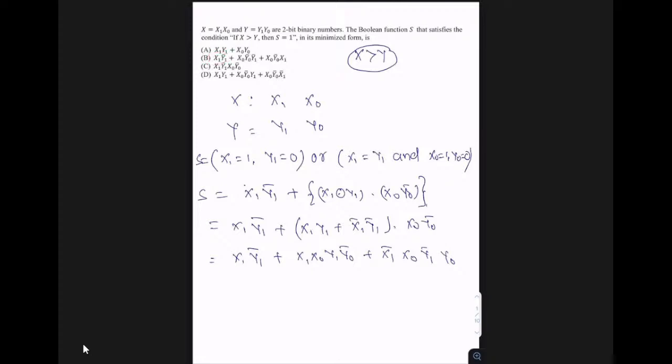So basically, if I'm able to do the minimization of this, if I'm able to get that expression, I can easily tell this will be the answer. This is, you can see, x1 y1 bar. And what is common among them? So y1, or you can also make use of a K-map, no issues.